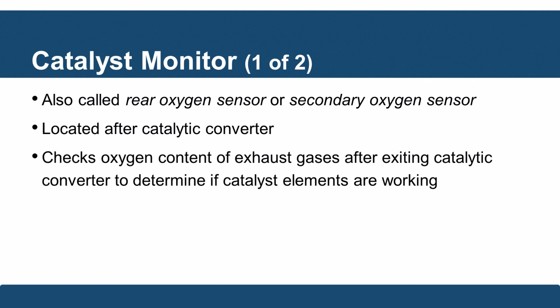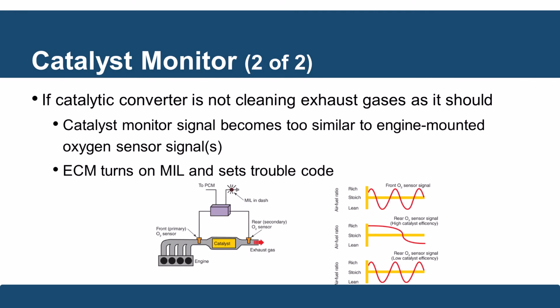All right, so now there's another monitor called the catalyst monitor, and sometimes this can be a little bit confusing because it's also called the rear oxygen sensor or secondary oxygen sensor, and it's always located after the CAT, as I mentioned previously. This checks the oxygen content of the exhaust gases after exiting the catalytic converter to determine if the catalyst elements are actually doing their job. If you see a low efficiency CAT code, this usually is an indicator by that sensor. If the catalyst converter is not cleaning the exhaust gases as it should, the catalyst monitor signal becomes too similar to the engine-mounted oxygen sensor.